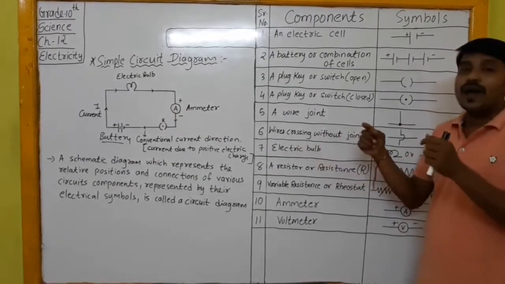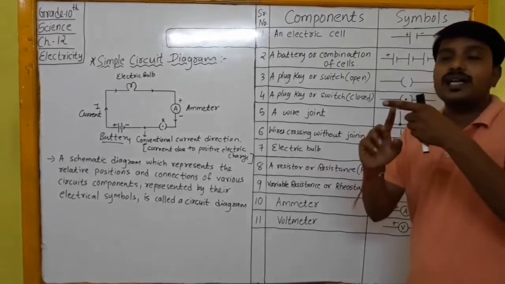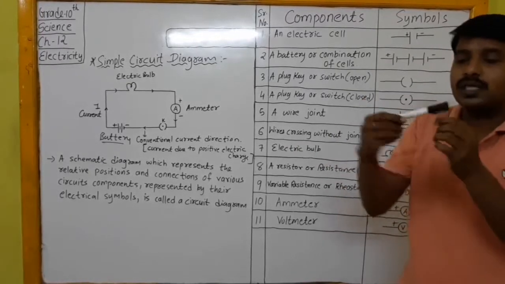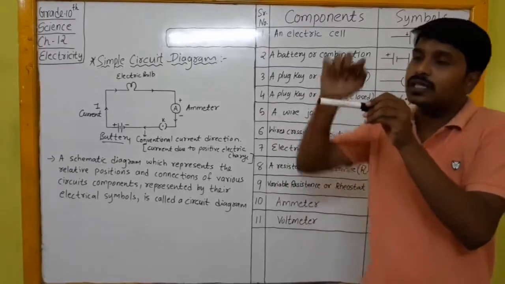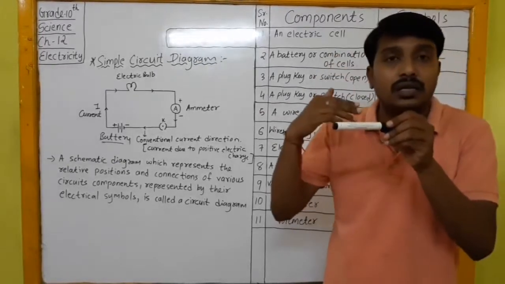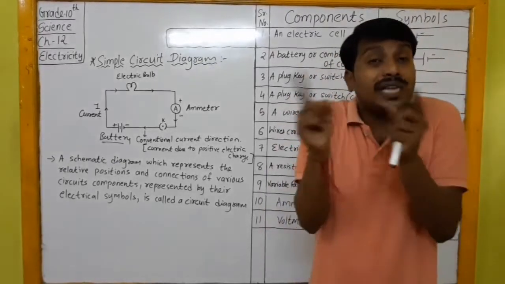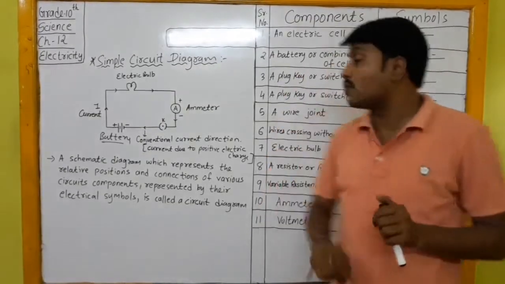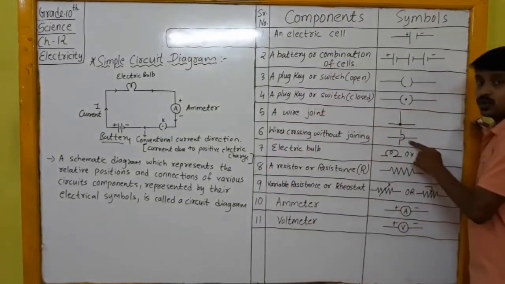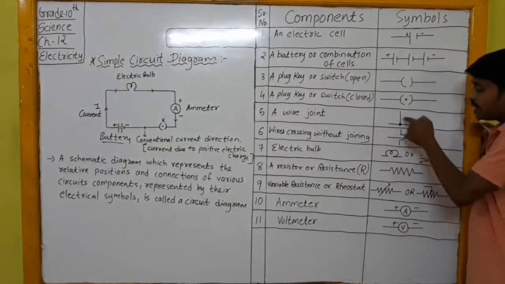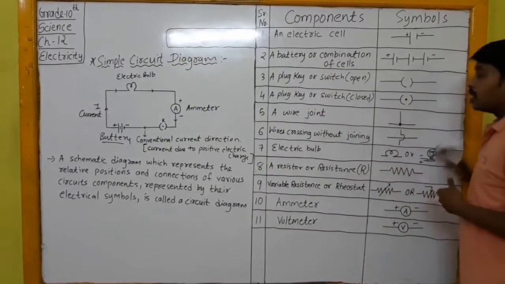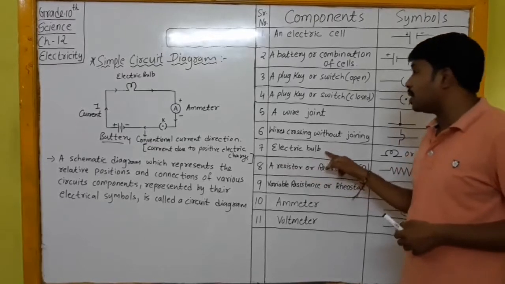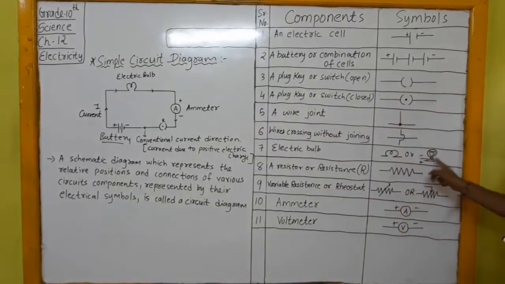Then suppose the two wires are not connected, just one wire is crossing over another wire. Suppose this is one wire, and over this wire another wire is running, but they are not connected with each other. Both wires are not connected, so for that this symbol will be used to show that one wire is crossing over the other. Now next is the electric bulb. So this is the symbol. You can use one of these symbols.